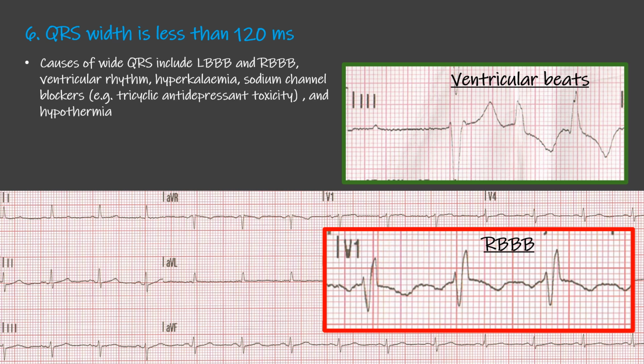So that's point 6 we're looking for. We're looking for a narrow complex QRS, which is anything less than 120 milliseconds or 3 small boxes. So we'll now move on to the 7th point.